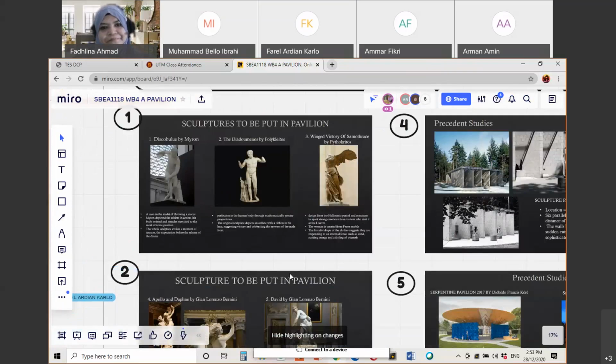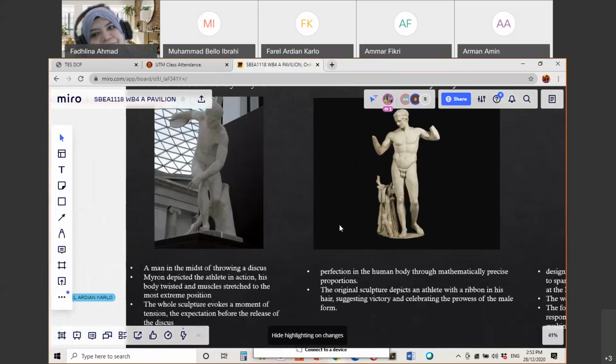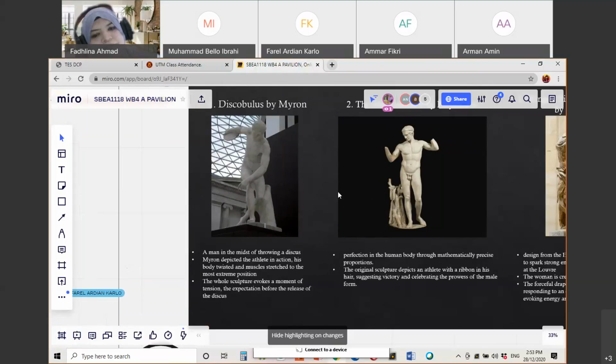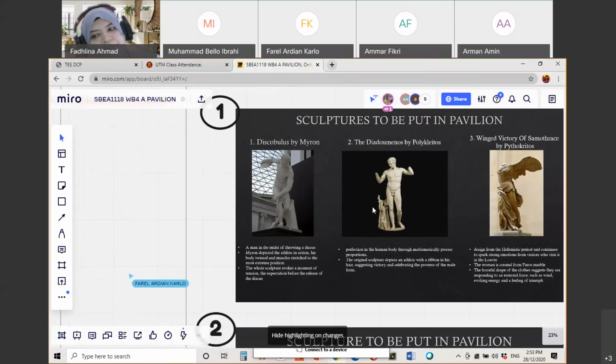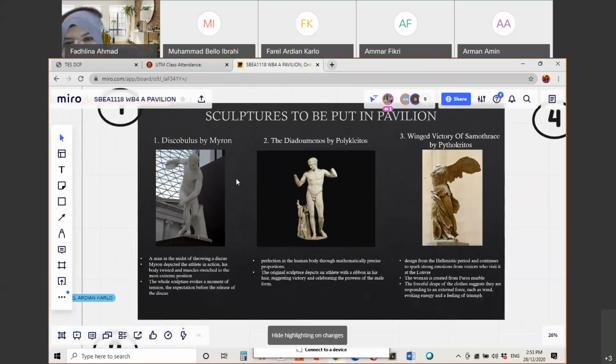The type of structure that I choose is freestanding, which is full-round sculpting. The first sculpture that I choose is Discobolus by Myron. This is a man in the midst of throwing a discus. The artist depicts the athlete in action, his body twisted and muscles stretched to the most extreme position. The whole sculpture evokes moments of tension and expectation before the release of the discus.